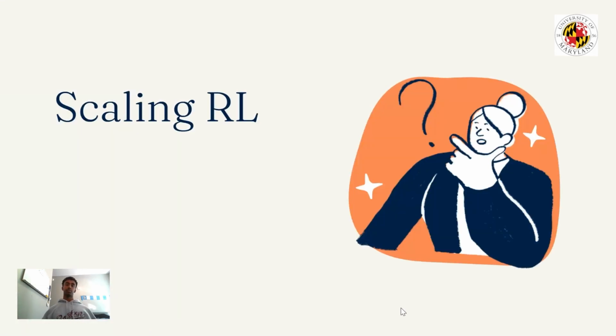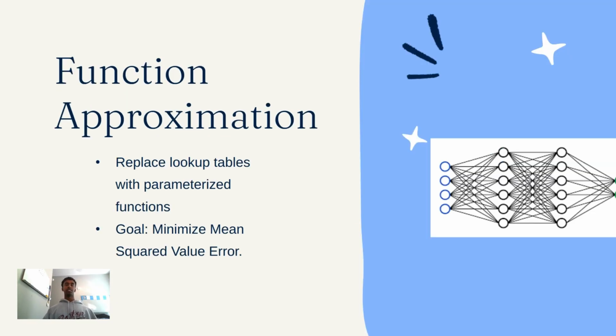Next, we'll discuss some scaling strategies for RL so that we can practically apply these algorithms. First, we have function approximation, which has to do with replacing lookup tables, for example, if you're looking for the Q value of a certain state action pair, with parameterized functions. And our goal in this case is to minimize mean squared value error. So for our snake example, you can imagine that we estimate a snake state using a neural network.